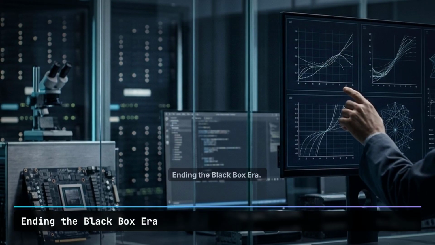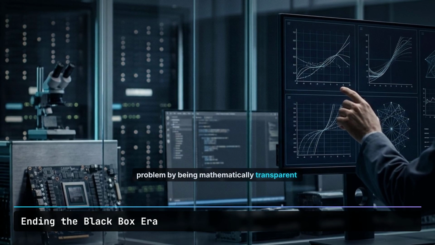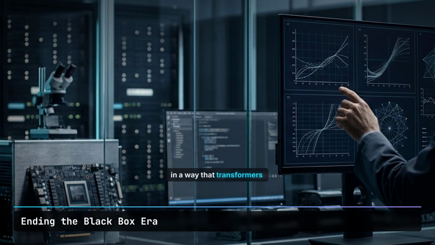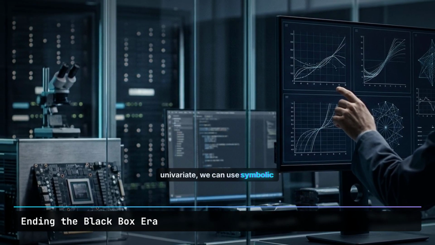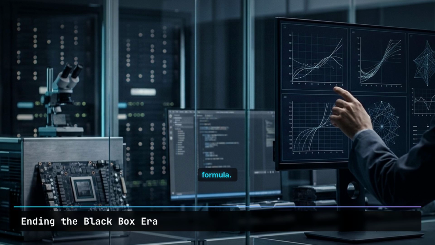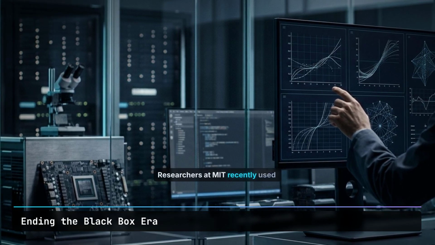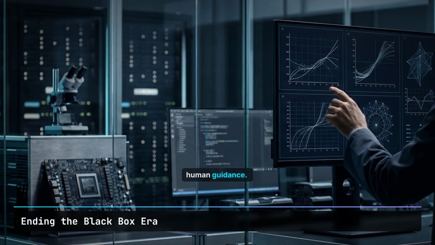Ending the black box era. KANs solved the black box problem by being mathematically transparent in a way that transformers are not. Because the edge functions are univariate, we can use symbolic regression to convert a trained network into a clean mathematical formula. Researchers at MIT recently used this to rediscover physical laws from raw data without any human guidance.